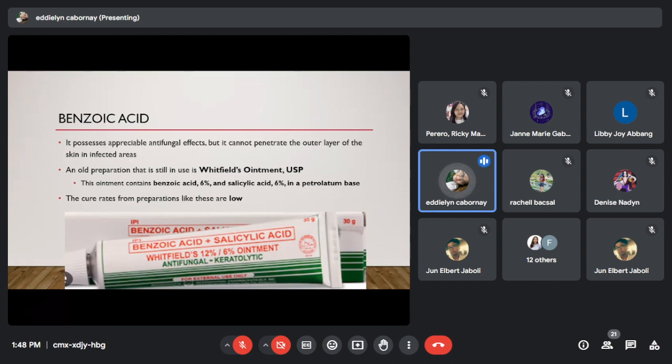Okay, so there are suitable mixtures. First is benzoic acid plus salicylic acid, or it could be benzoic acid plus resorcinol. The cure rate refers to the percentage of individuals who are successfully treated and completely cured of a particular condition or disease using a specific treatment or preparation. So if you use benzoic acid itself as an antifungal agent, the cure rate is low.